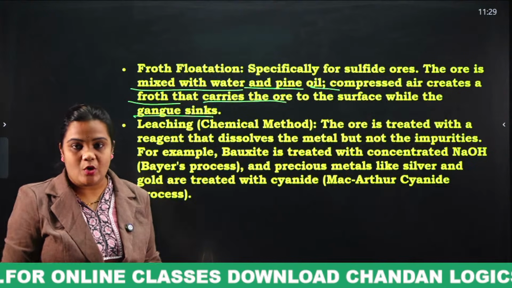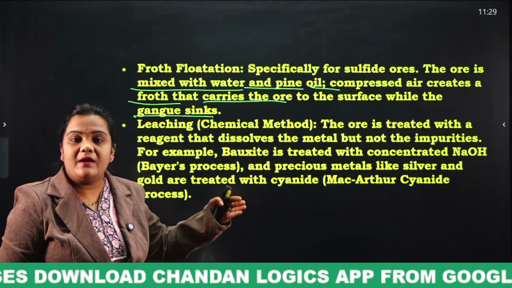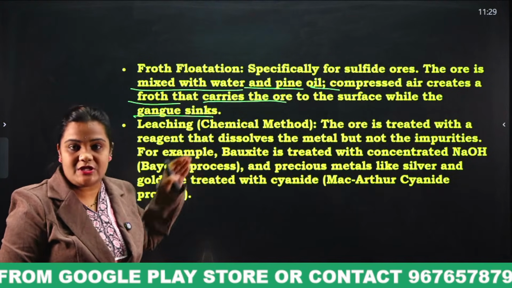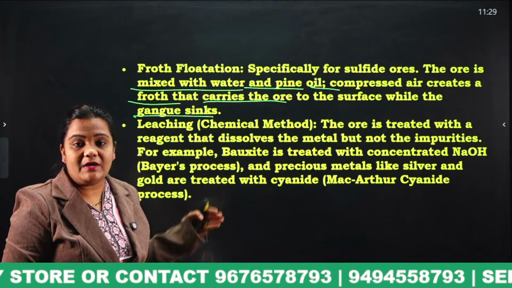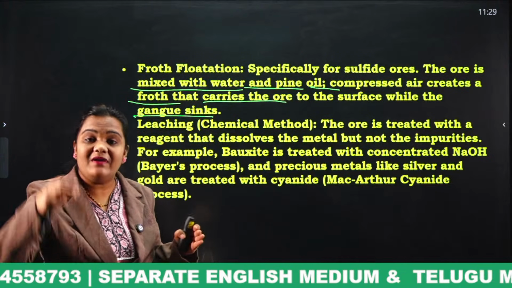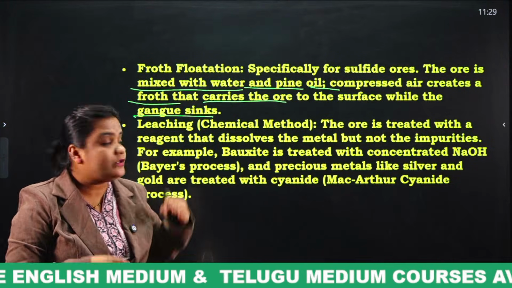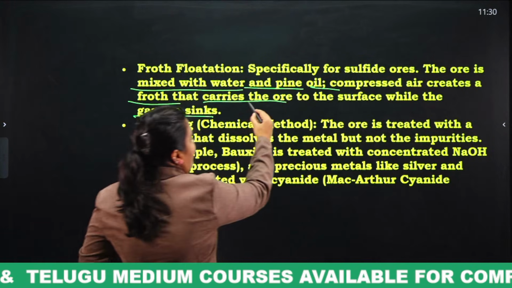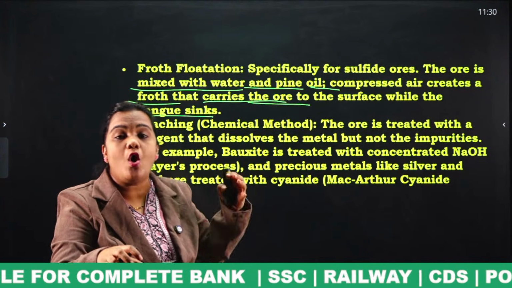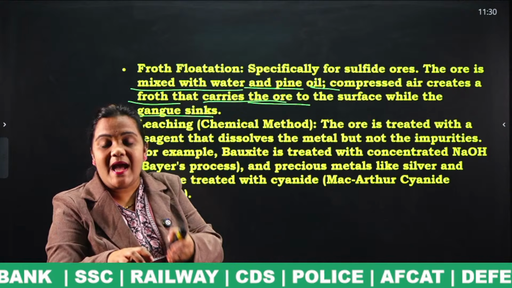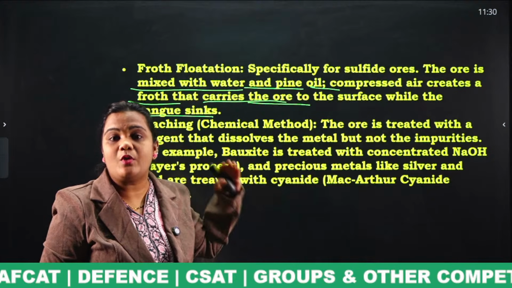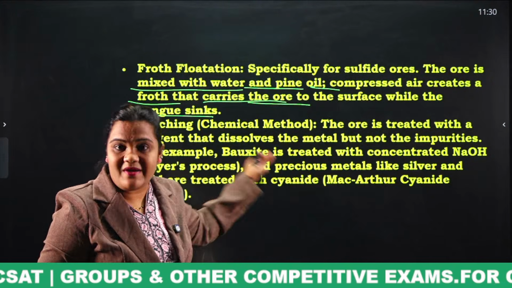If the ore has impurities, by this froth flotation process, what will they do? They will mix that ore plus gangue with water and pine oil, and they will pass compressed air through it, so what happens, students? That carries the ore to the surface. When the air is compressed into that mixture, the ore will attach to the surface, and the impurities will sink to the bottom. This is one of the processes to purify sulfide ore.